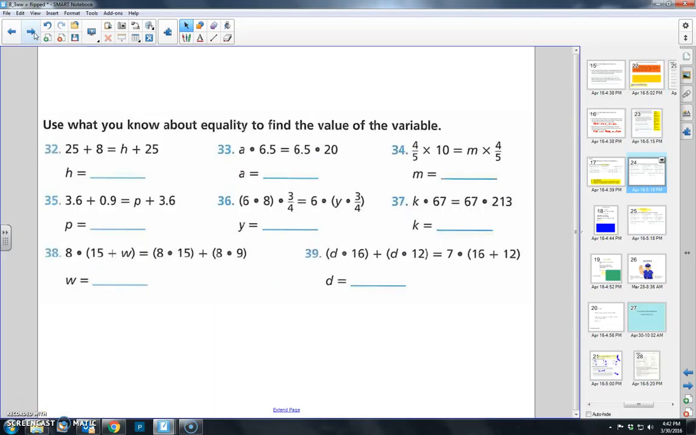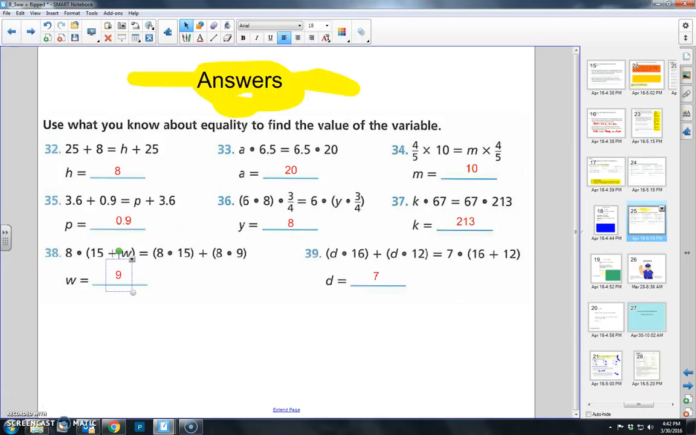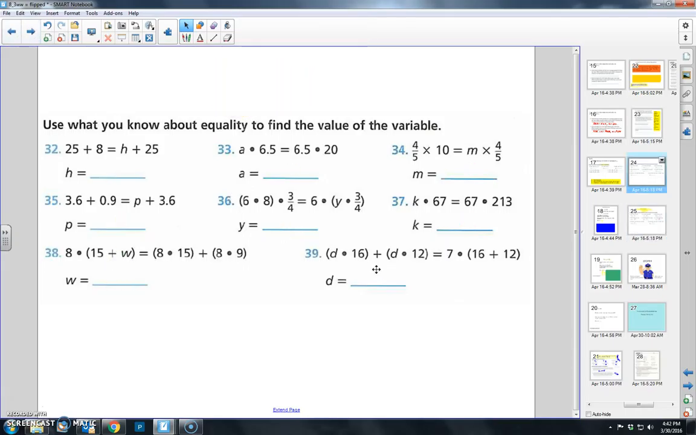All right. All right, here. Oh, sorry, I gave you the answers. Here, go ahead and pause the video right now. Try to solve these. Think about what's on this side. And now think about what's on this side. Remember, each side has to equal out.